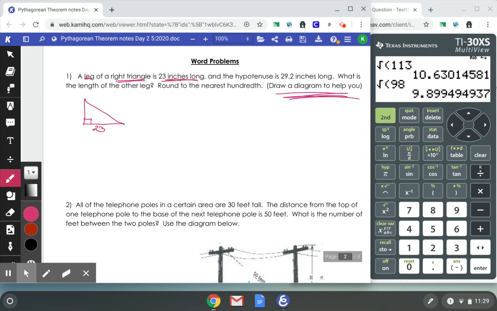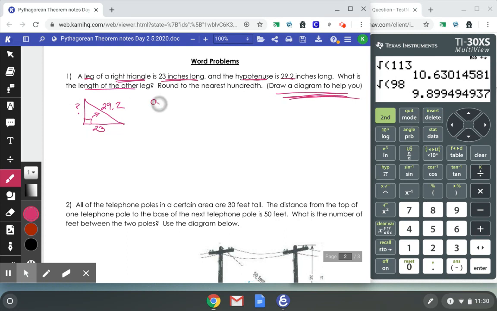So I'm going to label this side 23. And the hypotenuse is 29.2. So here's my right angle. The side across from it is the hypotenuse. And I know that this is 29.2. What is the length of the other leg? So I'm looking for this side. Round to the nearest hundredth.